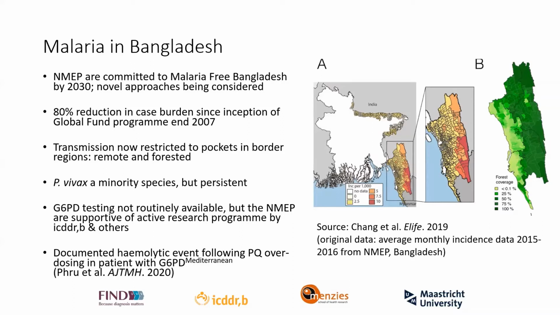It has achieved a tremendous reduction in cases since 2007, so that at the moment transmission is now restricted to those areas that are much harder to reach, so border regions, remote and forested regions. Those are important points to understand for our results as well. Vivax is persistent and it is also treated at community level, but G6PD testing is not routinely available.